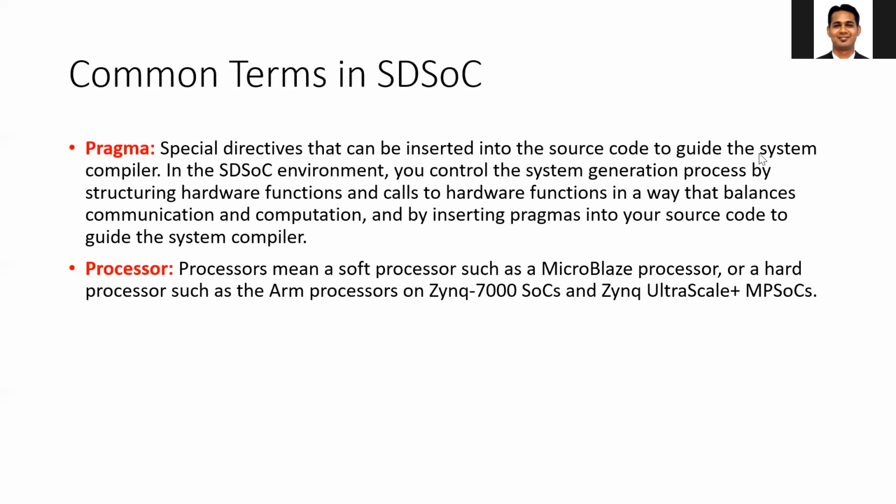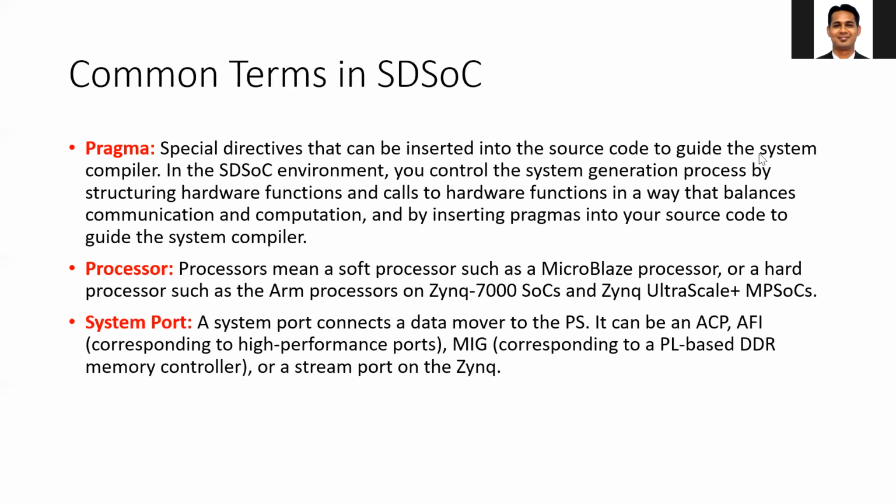In case of the Zynq SoC, you have only a dual core Cortex-A9 processor along with the FPGA. In case of the UltraScale MPSoC, you have the quad core ARM processor along with the dual core real-time processor along with your FPGA. So all this can become your processor. And the last term is the system port. System port connects the data mover to the PS.